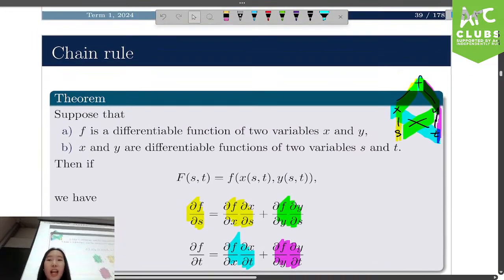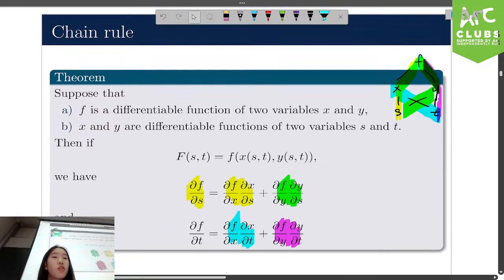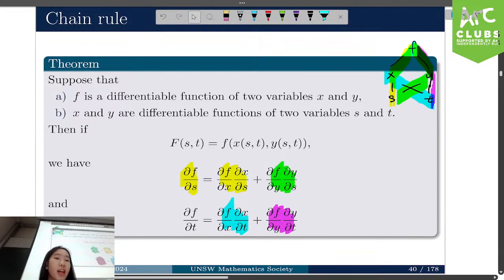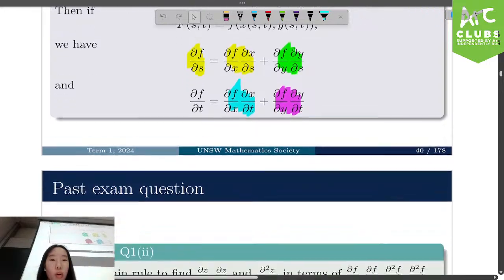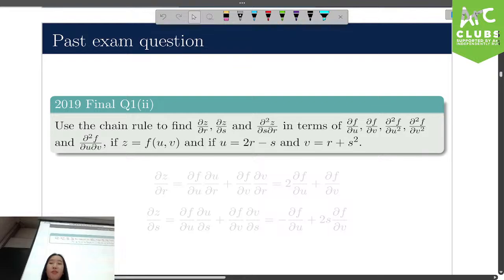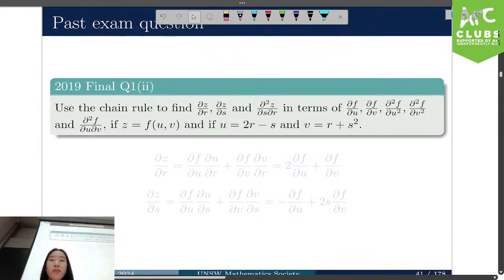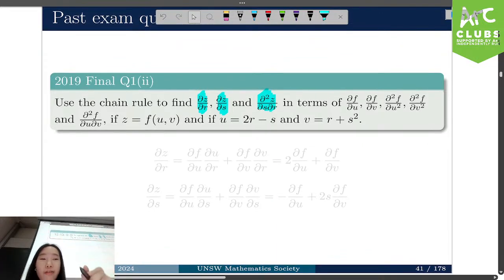So that's our chain rule. Whenever you see questions that involve the chain rule, I highly recommend drawing a diagram so you know which paths you're going along and which paths you're missing. So make sure you won't make a mistake at the end. Okay, so here's the past exam question. Use the chain rule to find the partial derivative with respect to r, and with respect to s, and then with respect to s and r. Okay, cool. So our first step, as usual, is to draw the diagram.